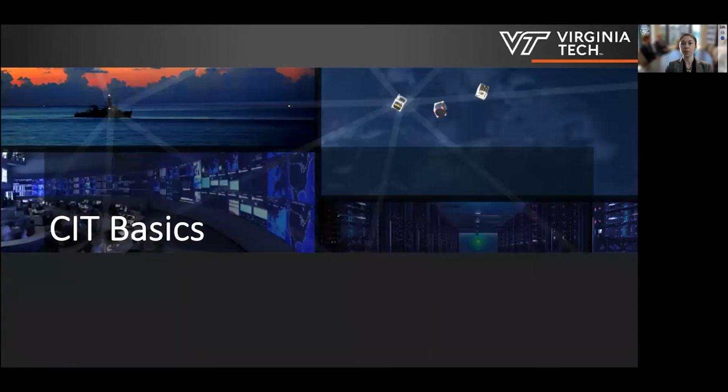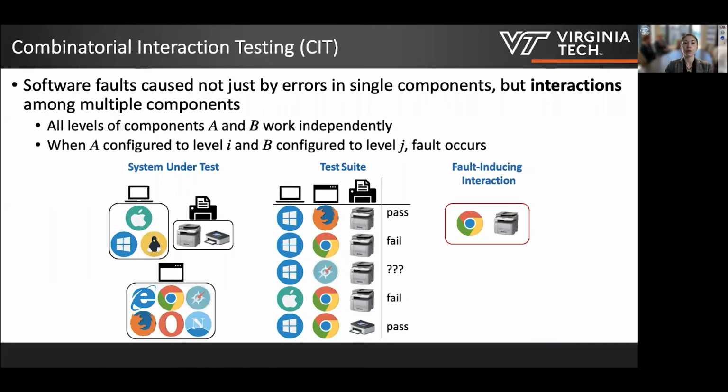Okay, so jumping into basics of combinatorial interaction testing, or CIT. When we have software faults, they can be caused not just by errors in single components, but interactions among multiple components. So that's the case that all levels of component A and all levels of component B work just fine independently. But when we have component A configured to some level, let's say I, and B configured to some level, say J, we suddenly get a fault.